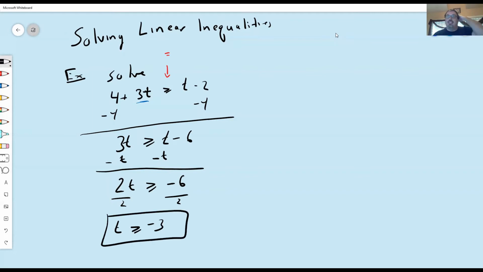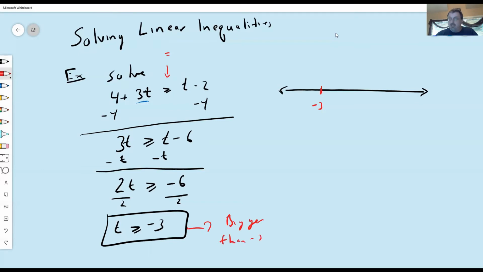Now, when you're dealing with inequalities, a lot of times they'll ask you to draw your answer on a number line. So here's our number line. All right, so at minus 3, we'll put it right here. I'm going to shade this number line where t is bigger than minus 3. So bigger goes to the right. So I'm shading this way.